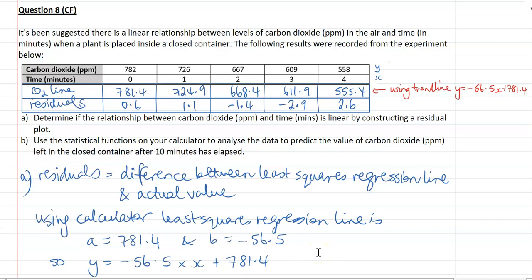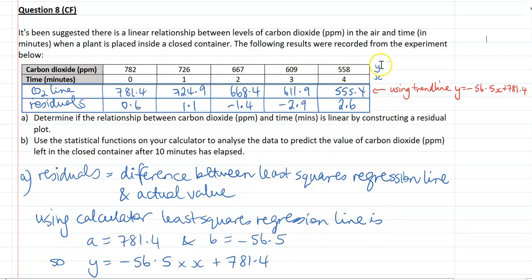Time to check in. For part A, determine if the relationship between carbon dioxide and time is linear by constructing a residual plot. So that means we need to know our residuals. In order to do that, I have to first fit a trend line. So using my calculator, I can come up with a least squares regression line by entering in my data.